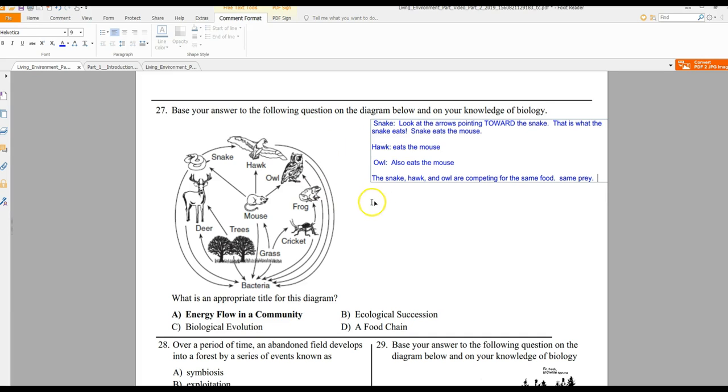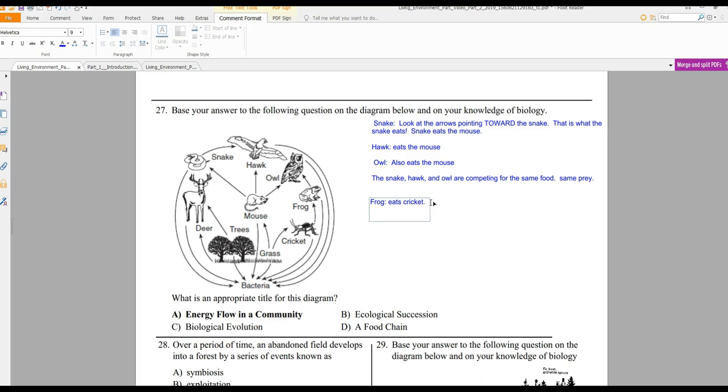Okay, next. Let's look at the frog. How many arrows are pointing to the frog? Just one. What does the frog eat? It eats a cricket. Let me go back here. The hawk eats a mouse. What kind of heterotroph is it? It's a carnivore. It eats a mouse. Owl's a carnivore. Snake is a carnivore. Frog is a carnivore. A cricket is another organism that's not a plant, so it's a carnivore.